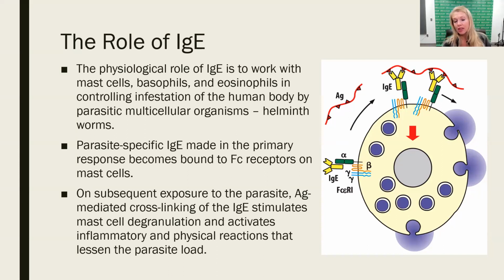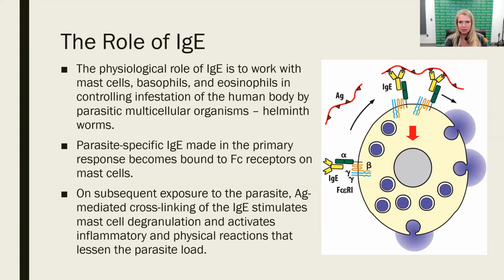Now, the appropriate antigen that should be recognized by IgE should be some sort of parasite, maybe a multicellular worm. It could be maybe some other parasites, but those are the appropriate antigens. And there's multiple epitopes on, let's say, a multicellular worm or helminth that can engage multiple antigen receptors. And that would lead to cross-linking, which allows for the signal to be sent down through the cell.